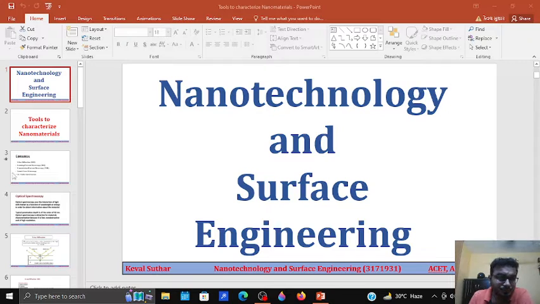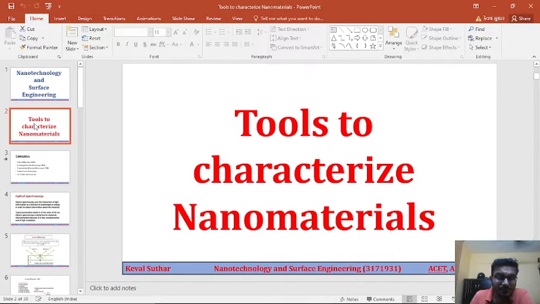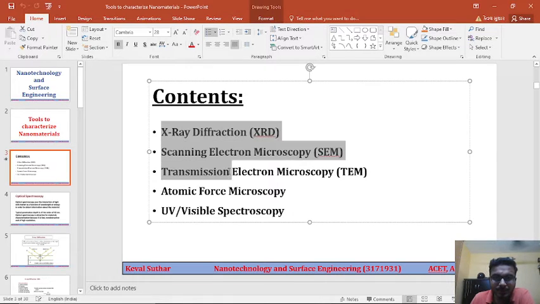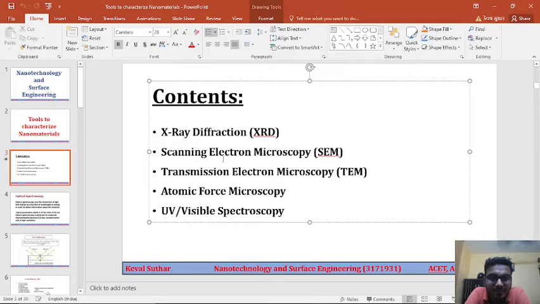First of all, we will go through a quick revision of the topics that we have already discussed. This is the summary of the chapter, in which there are a total of 5 tools that we are going to discuss, and out of that we have already discussed X-ray diffraction and scanning electron microscopy. So let's have a quick look at what we have already done in our previous class.